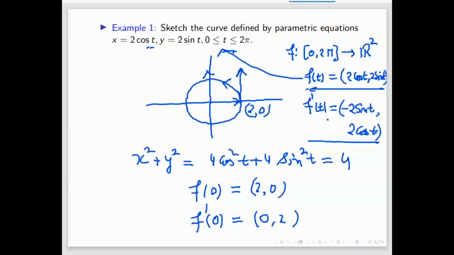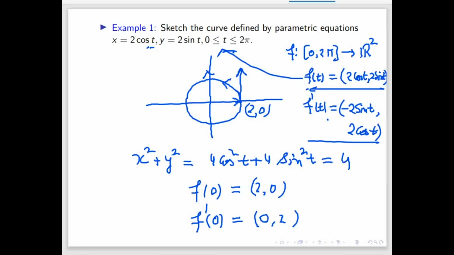At any point you can check the f of t. What is the f of t? For that t, if you take f dash t, it will give the direction about the tangent, like what is the tangent direction it will give.